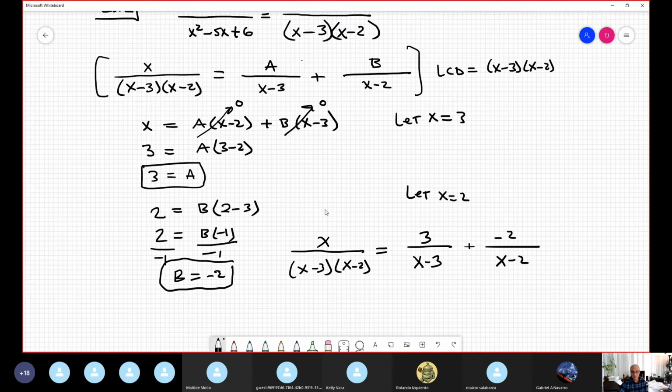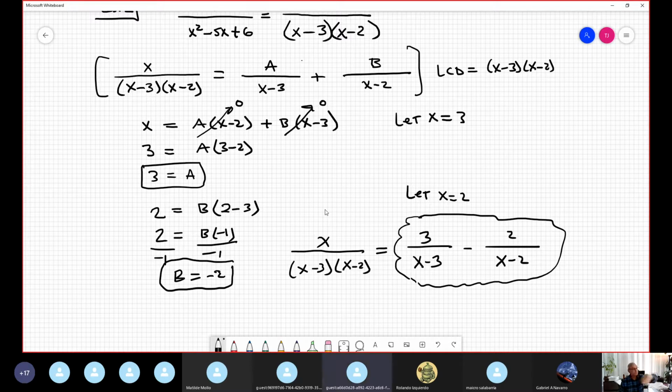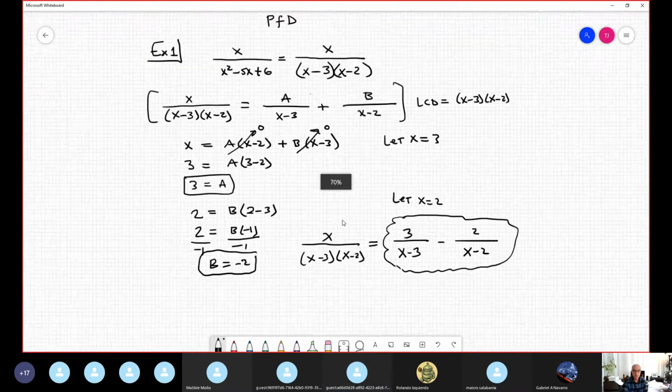Personally, I don't like this way. I prefer to remove this and put a negative here in the front. Get the same, no? Beautiful. So you apply calculus 1 here. Clear or no? Clear. Partial fraction decomposition. Very important in calculus 2.